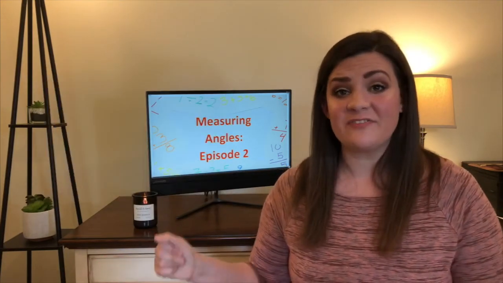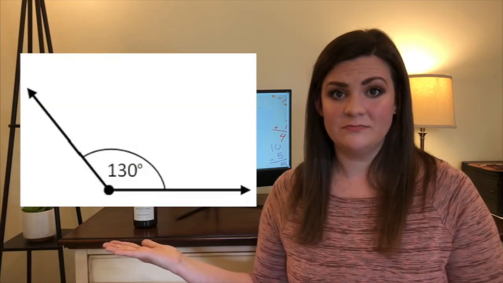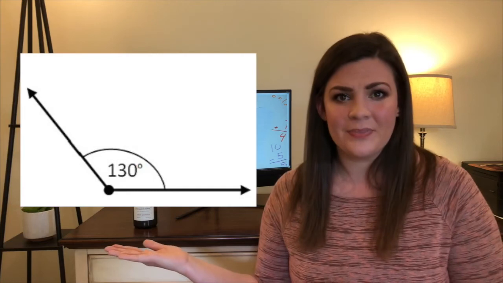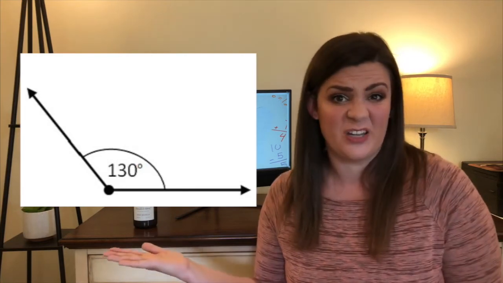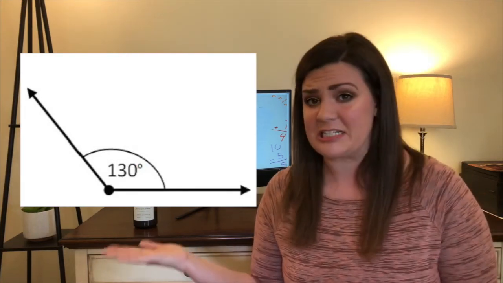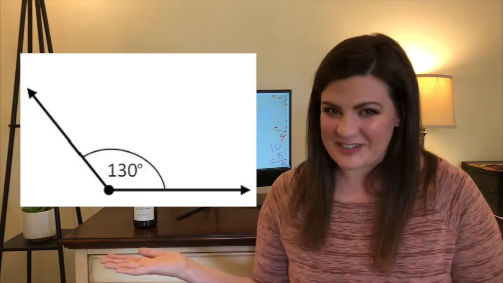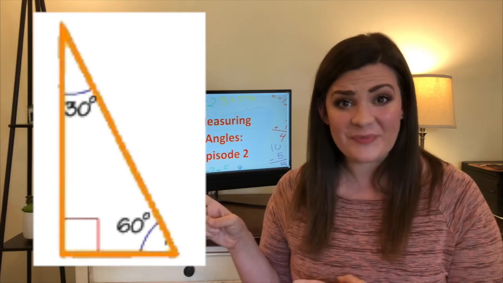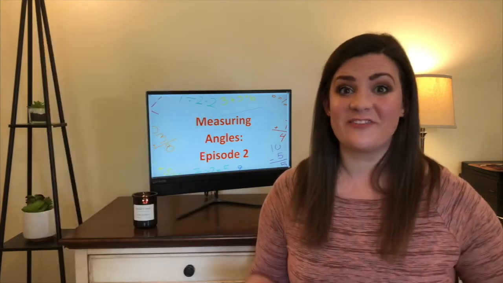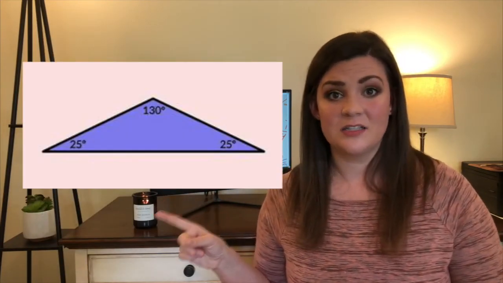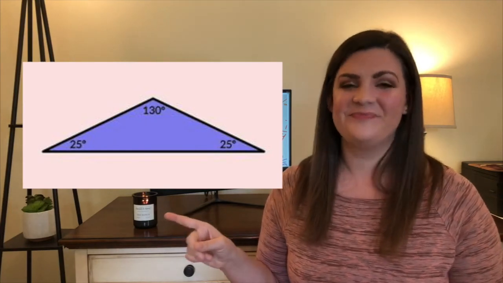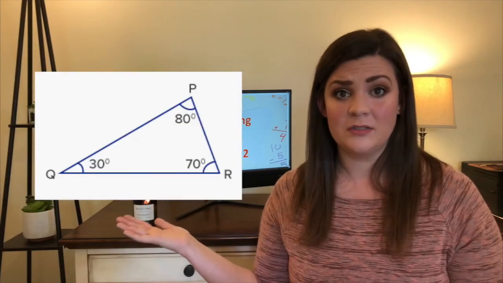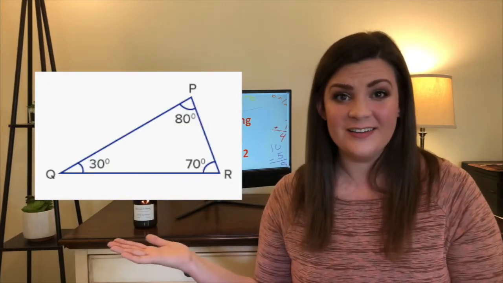Awesome. How would you classify this angle? Did you say obtuse angle? Awesome. How come? Did you say because its measurement is greater than 90 degrees but less than 180? Awesome. How would you classify this triangle? Did you say a right triangle? Awesome. How would you classify this triangle? Did you say an obtuse triangle? Awesome. How would you classify this triangle? Did you say an acute triangle?